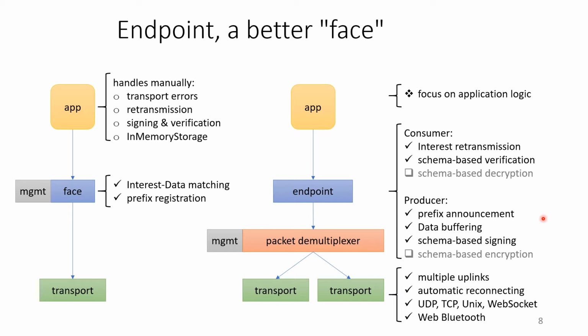On the producer side, of course, we have prefix announcement or prefix registration. Then we have data buffering, which I will show later. There is trust schema-based data signing, and we also plan to have a schema-based encryption feature. And with all those handled in the endpoint and the lower layers, your application can just focus on the application logic.